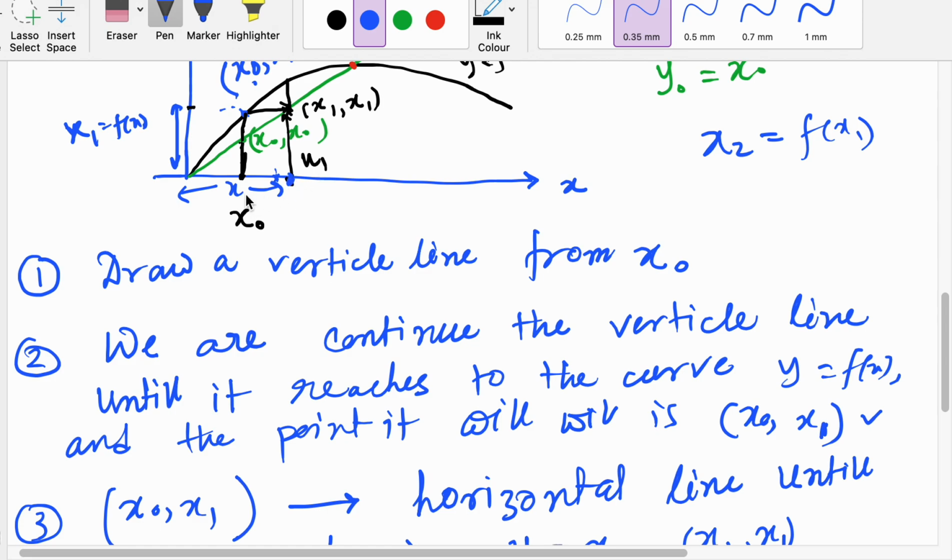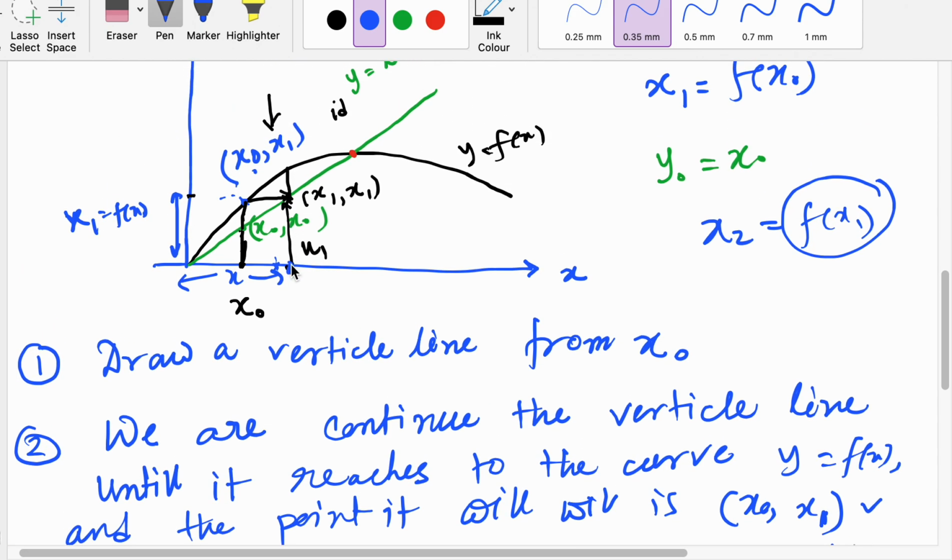Now if I apply f on this x1, we will get x2. That means we have to know the value of f of x1. So this is x1. If I want to know the value, we have to draw a vertical line, and it will hit here somewhere. That will be x2, because that is actually f of x1. So now we get x1, x2.